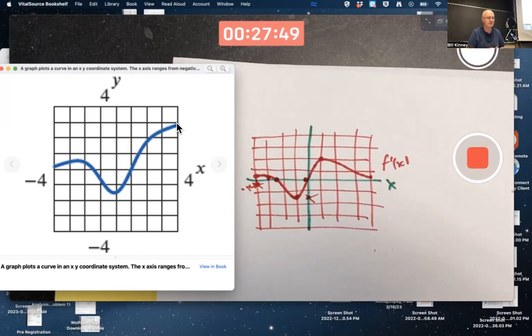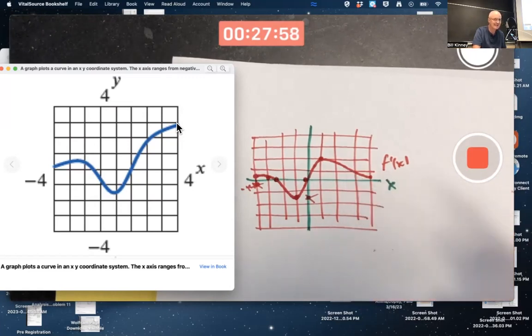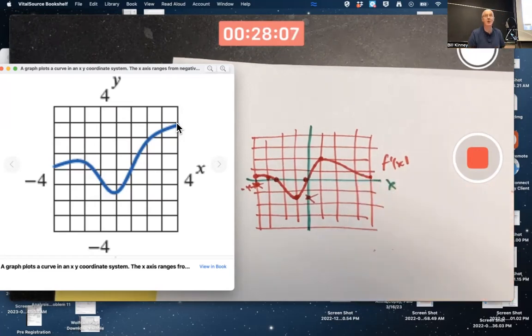Now, one real subtle thing is I did make it look like maybe there's a point where the derivative itself has a maximum slope, negative slope, right around there, but that's not necessarily the case. The derivative doesn't necessarily have what's called an inflection point right there. This is a reasonable graph of the derivative. We're not looking for perfection here.